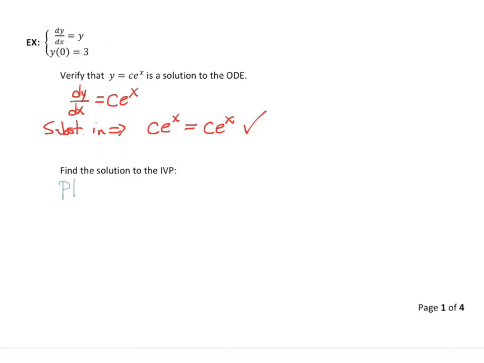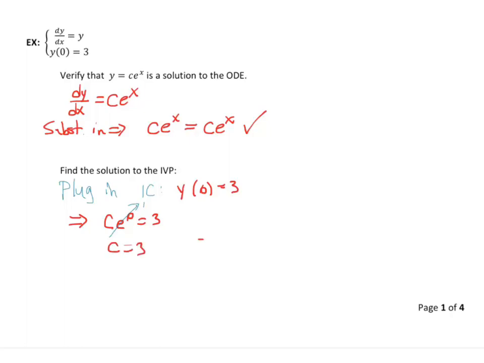We plug in our initial condition. Our initial condition is y of 0 is equal to 3, so we're going to plug in 0 here for x, and 3 for y. So that means c e to the 0 is equal to 3. That is, I'm plugging it into my solution, right? Now, e to the 0 is 1, so c times 1 has to equal 3.